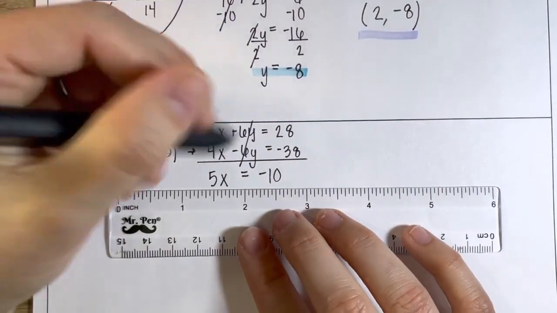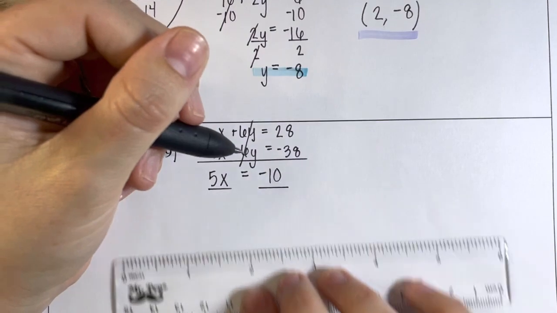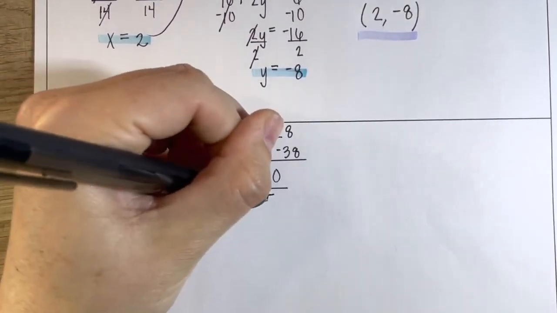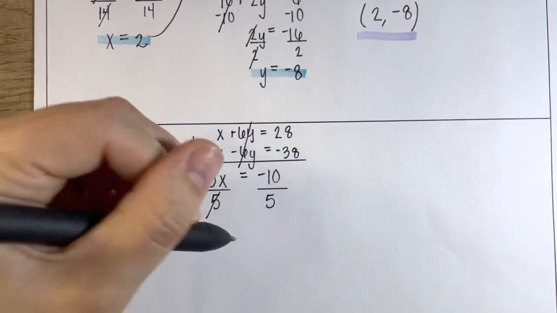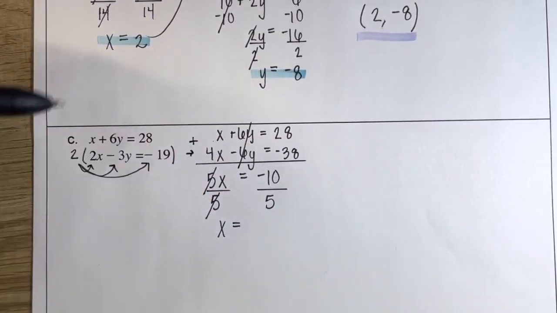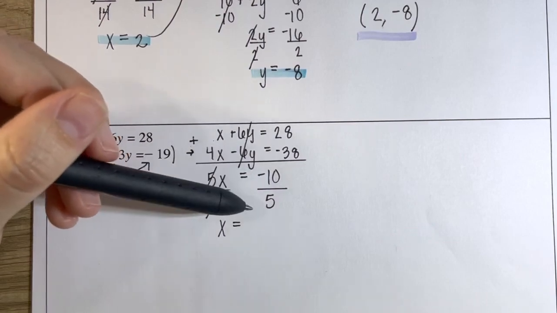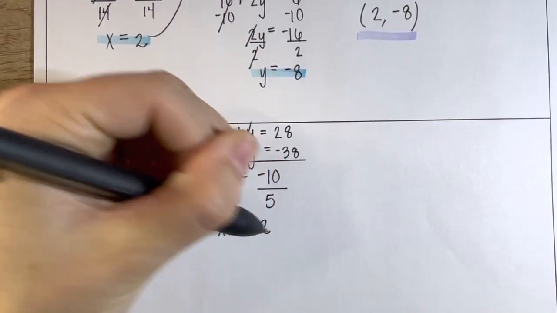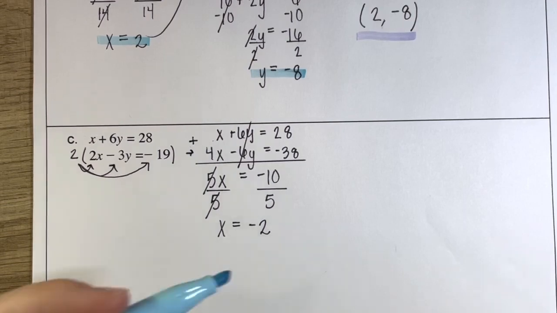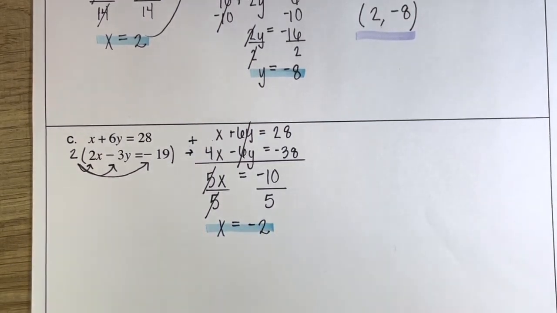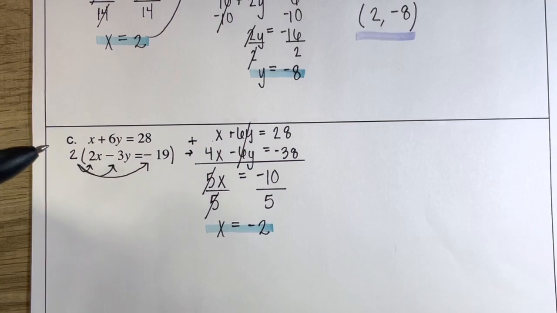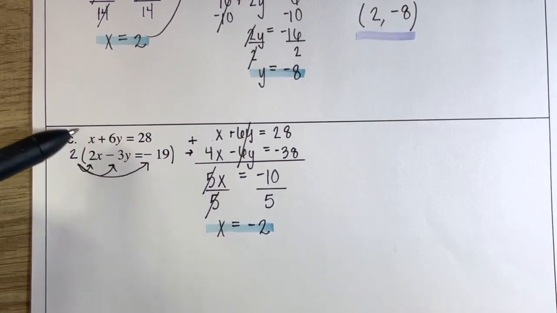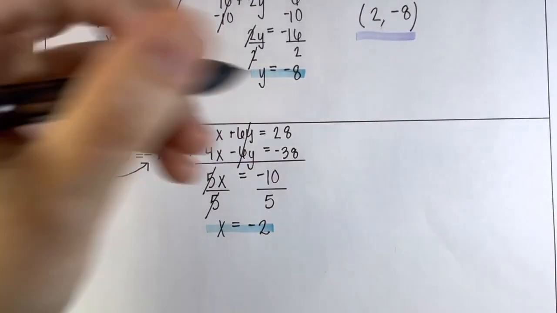Now I just need to divide both sides by 5. Five divided by 5 cancels out, so we're just left with x equals, and then negative 10 divided by a positive 5 becomes negative 2. And then we have x, so we can use our x to help us find y. Pick one of the original equations to plug x in order to figure out what y is. I'm going to use the first one. Looks a little bit easier. I'm going to rewrite it over here.